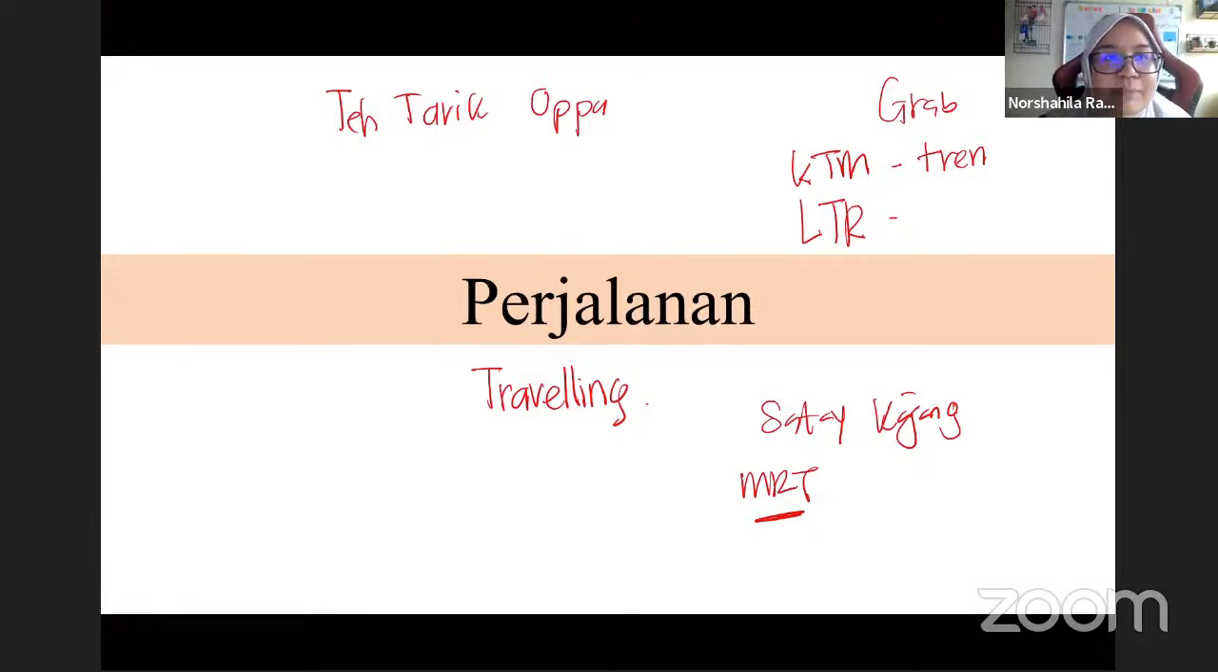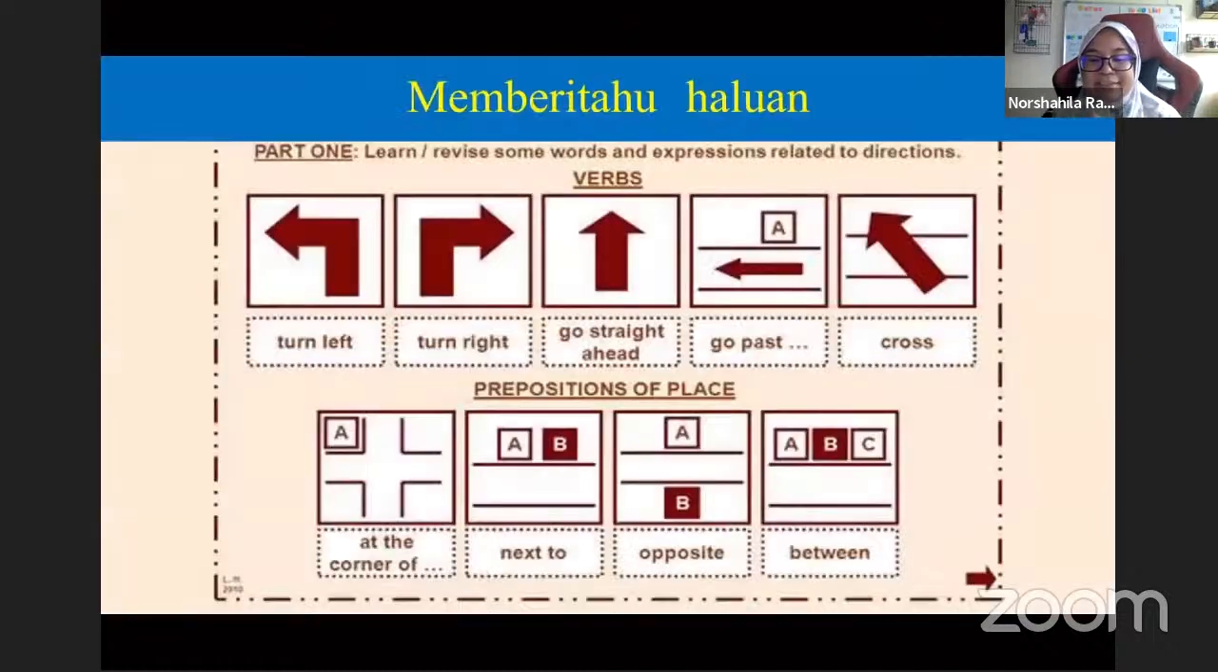So today we're going to talk about some traveling. What is the traffic light called in Bahasa Melayu? What is a cross junction? Okay. So in Bahasa Melayu, when you want to memberitahu haluan, or give a direction, you need to know some basic things.